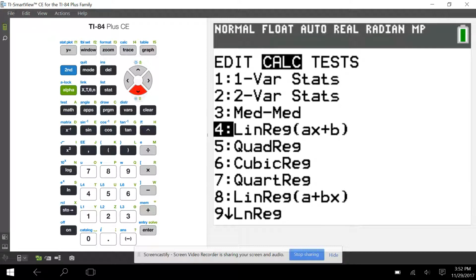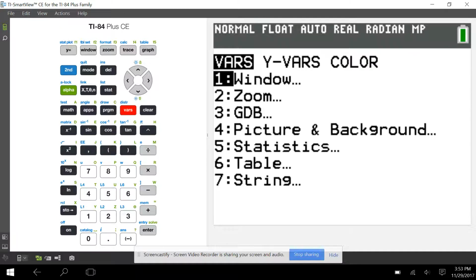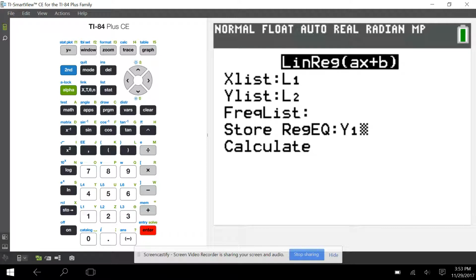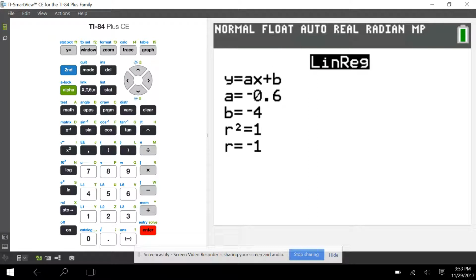Okay, stat, calc, 4. Enter. Enter through here. Go to store, vars, yvars, enter, enter. So there's my y1. Hit enter again to go to calculate. So notice when my diagnostics show up, I have an R squared and an R value.